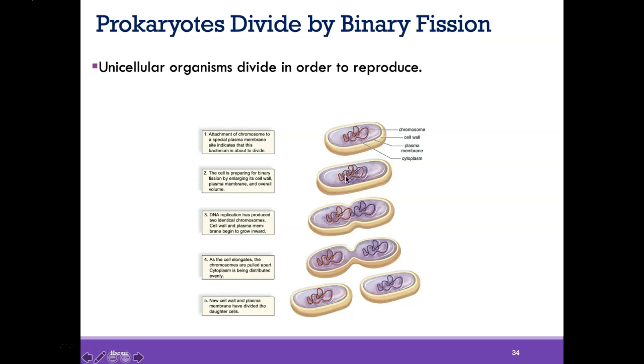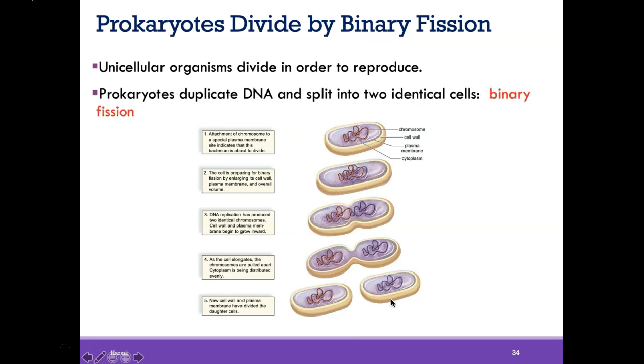And that is basically just splitting into two. The cells elongate, cytoplasm splits into two. That's binary fission. We have two identical cells. That's all you need to know about prokaryotes. They have a circular DNA chromosome, gets replicated. So you have two circles of DNA. The circles go to opposite ends of the cell, and the cytoplasm splits. Fission is separation, binary is two. So it's splitting into two.